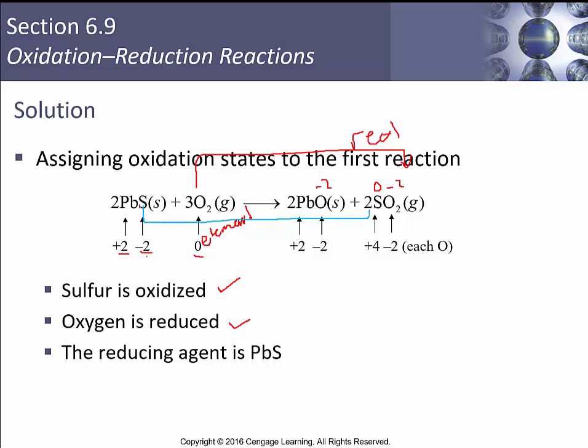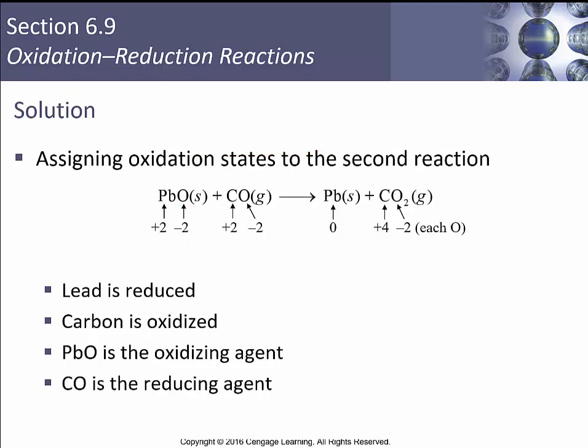Okay. For the next part, we've got our lead oxide. Our oxygen is still going to be -2, and our lead is going to be +2, just like we had before. And then we've got carbon monoxide. Our oxygen will be -2, which means that our carbon is going to be +2. Our lead is going to go from +2 to elemental lead, which means the number is going down. If the number is going down, it's getting reduced, it's getting smaller. So this is our reduction.